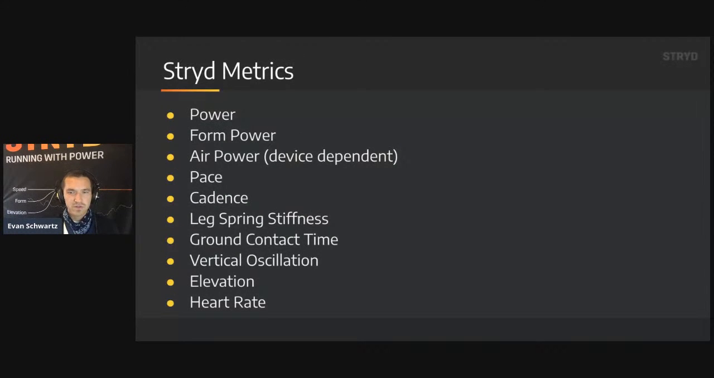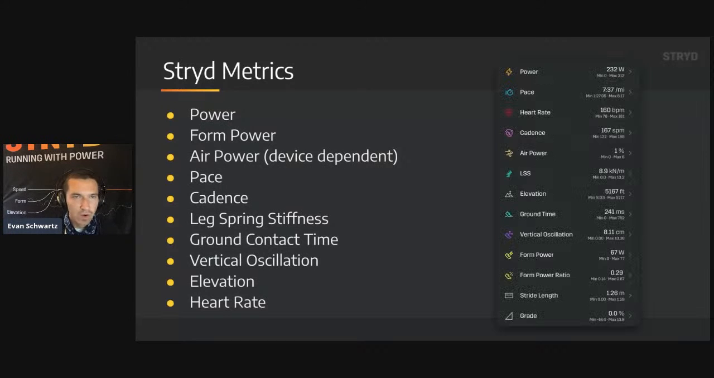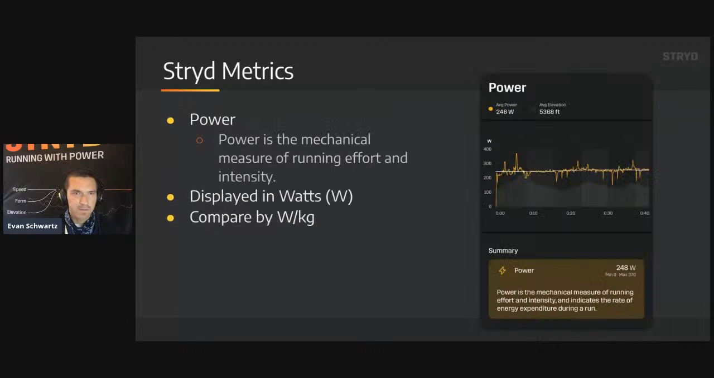Talking about the metrics that you're used to and starting from the top: power. Then we have form power, air power, which is dependent on the device that you have. Pace, cadence, leg spring stiffness, ground contact time, vertical oscillation, elevation, and heart rate. These are all metrics that you should know if you have been using Stryd. And we have a couple new ones that we'll talk about a little later on in this metrics section and explain them a little bit more specifically.